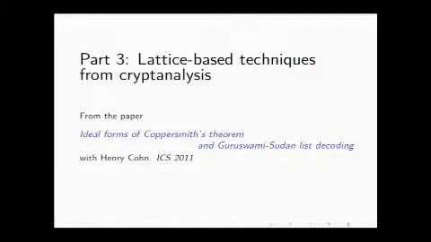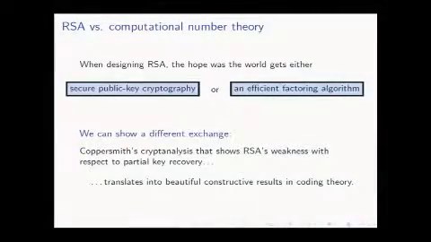The last part of the talk is going to be looking at some of the techniques for this kind of cryptanalysis of RSA and showing how they extend to very beautiful ideas, especially in coding theory. At a moral, if not entirely provable level, what the hope was when designing RSA was either that you get a secure public key crypto system, or hopefully if someone broke it, they would break it by coming up with a way to factor, so the world would have an efficient factoring algorithm.